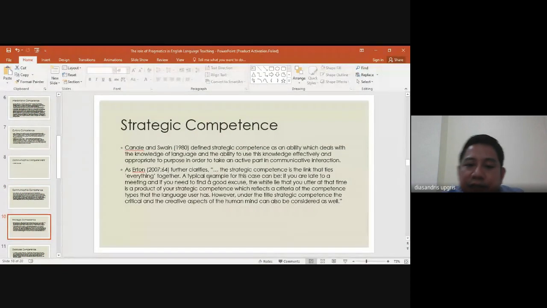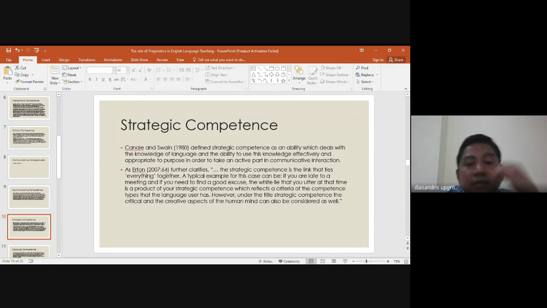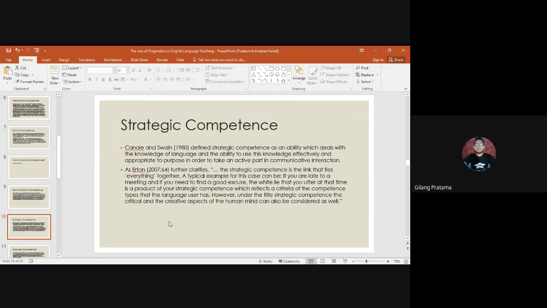Then strategic competence. Read it please, one of you. Strategic competence. Canale and Swain, 1980, defined strategic competence as an ability which deals with the knowledge of language and the ability to use this knowledge effectively and appropriately to purpose in order to take an active part in communicative interactions. Go on. As Ayrton, 2007, page 64, further clarifies, strategic competence is the link that ties everything together.